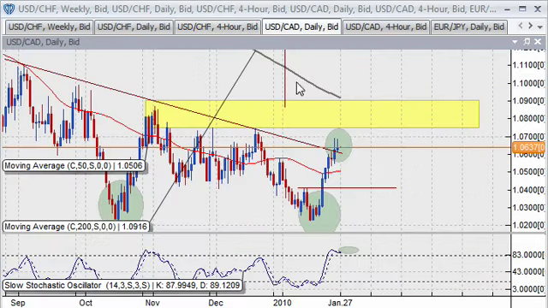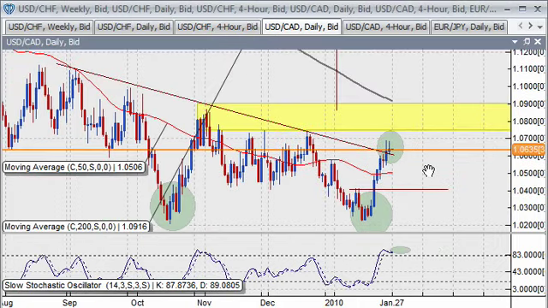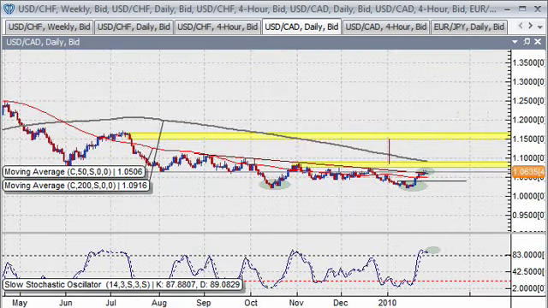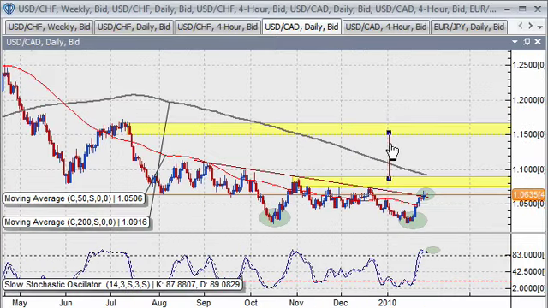The next pair is the US dollar Canadian dollar pair. Here we're looking at the daily time frame, and we see the market attempting to break this declining trend line. The bullish action is strong, and we may be developing a double bottom if the market can break above the 1.08, 1.09 area here. If that breaks, then we have this pattern breakout projection to go up to 1.15, and this is the next resistance area.